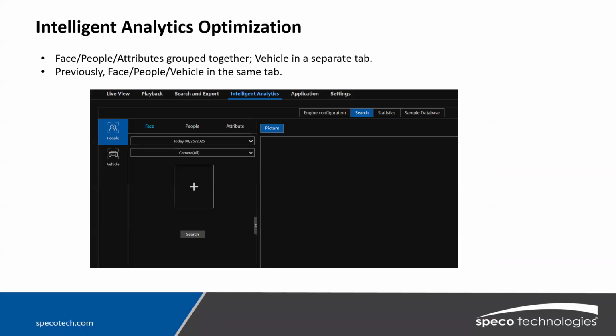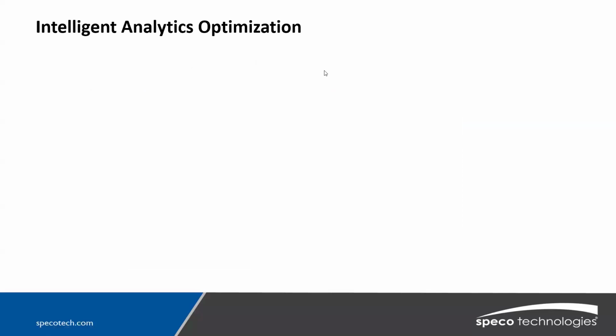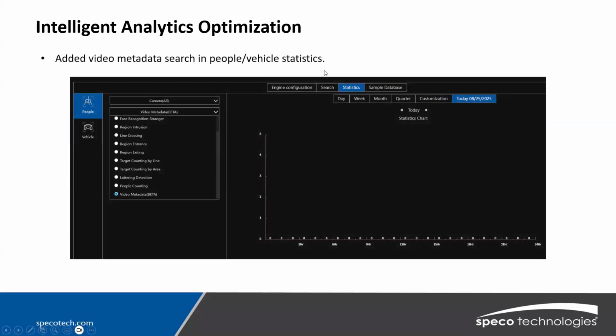So one of the, honestly, the biggest releases in my opinion is the intelligent analytics optimization. It is now face, people, and attributes. It's grouped together, right? So instead of seeing people, vehicles, non-motor vehicles in combination, now it's just broken down into people, vehicles. If you're on people, you can see face, people, and attributes, where vehicles is going to be vehicles, non-motor vehicles, and plates, right? So simpler forms. And as you'll see, now we can start adding our metadata search into attributes, right?